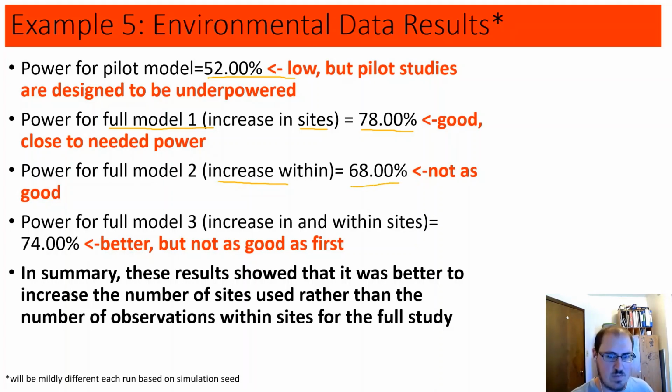And then if we increased both, we got 74, which is better than just increasing within sites only, but wasn't quite as good as simply investing all of our time and resources in increasing the number of sites. So what this tells us is it was better to increase the number of sites rather than the number of observations within sites. So our model was underpowered, but as you would use this sort of thing to design a full study, we saw that it's best to get more sites than more observations.